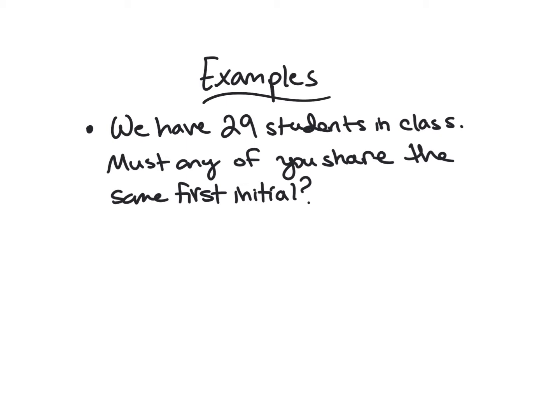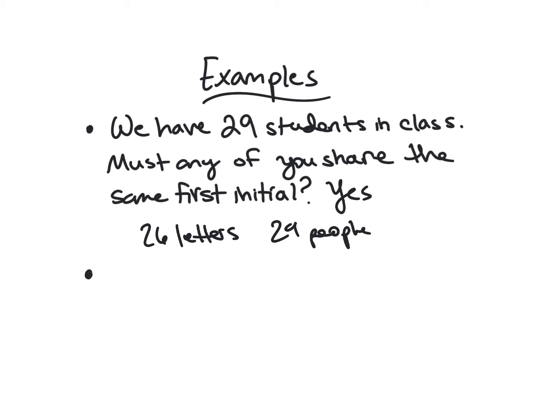We have 29 students in our class. Must it be true that at least 2 share the same first initial? So of course you could look through the class roster and see, but without looking at all, could you guarantee that this is true? And the answer is yes, right? Because there are 26 letters in the alphabet and 29 people. There's no way that everyone can have a unique first initial, because that would mean there are at least 29 letters in our alphabet, right? And so this is a contradiction. And so in general, that's how one proves the pigeonhole principle.